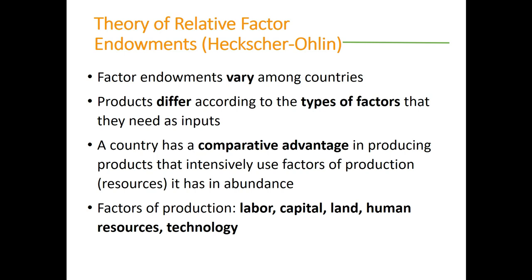Factor endowments vary among countries. Products differ according to the types of factors that they need as inputs. A country has a comparative advantage in producing products that intensively use factors of production, such as resources, where it has an abundance. Factors of production would include labor, capital, land, human resources, and of course, technology.